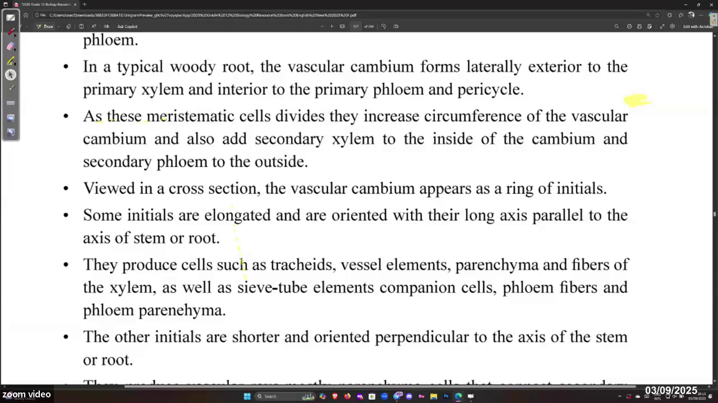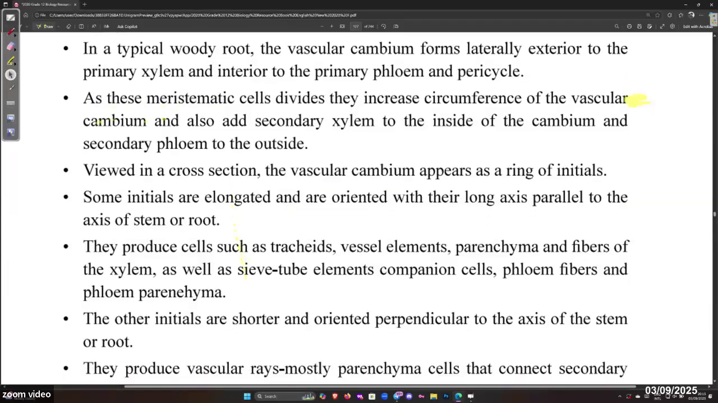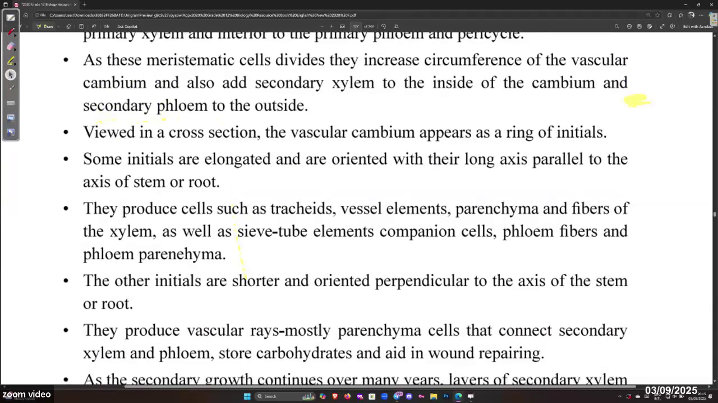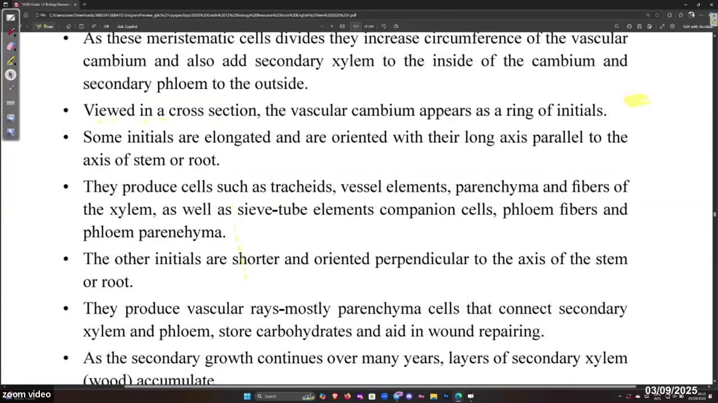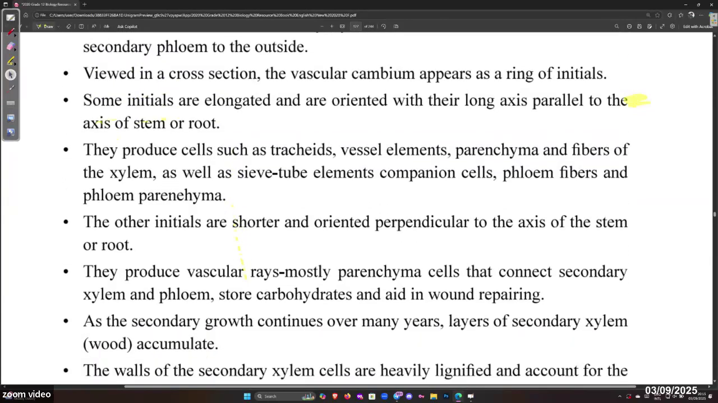In a typical woody root, the vascular cambium forms laterally, exterior to the primary xylem and interior to the primary phloem and pericycle. As these meristematic cells divide, they increase the circumference of the vascular cambium and also add secondary xylem. Viewed in a cross section, vascular cambium appears as a ring of initials.